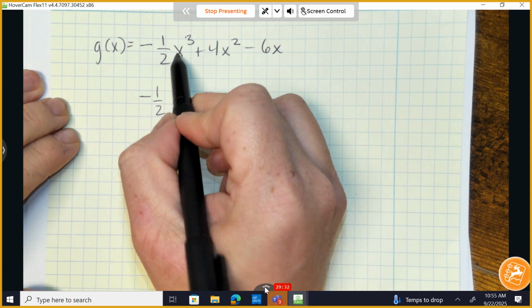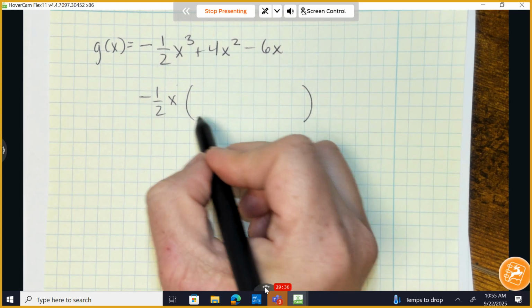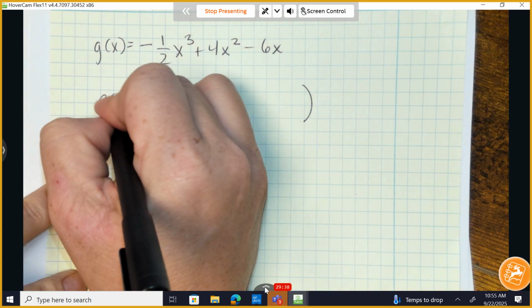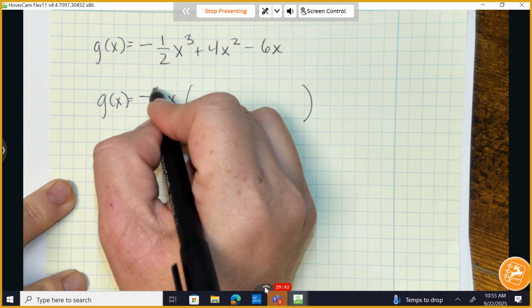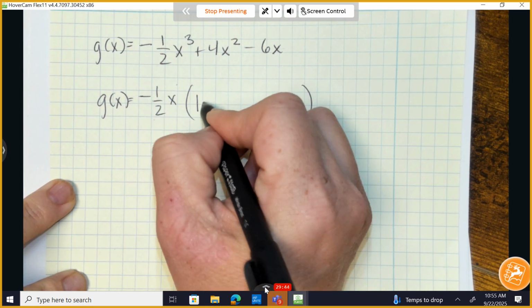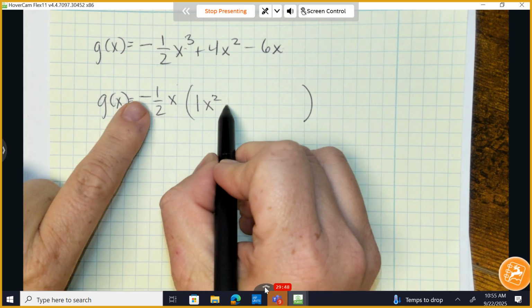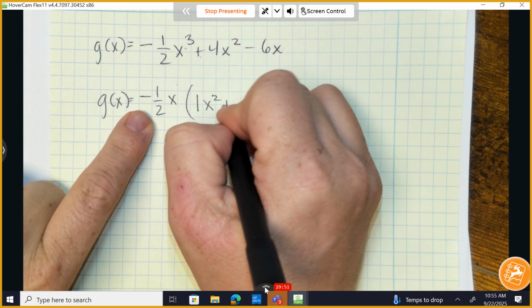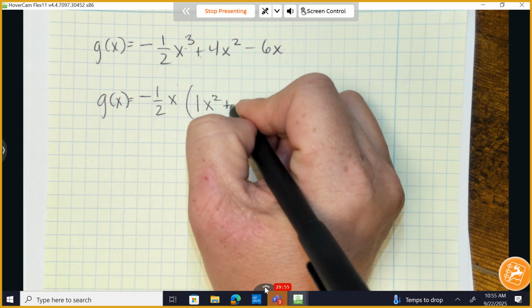And by the way, there's 3 x's, 2 x's, and 1 x. I can factor out an x. So I need to figure out what goes inside of here so that if I distribute it, I come up with this. Well, negative 1/2 times 1 is negative 1/2, but I need 2 more x's to get up to x cubed. I know a negative times a negative would give me a positive, and I need one more x to get x squared. But what value here?